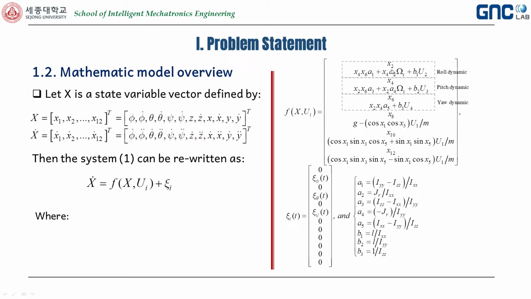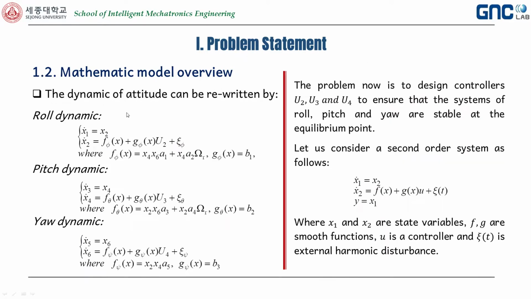So we can separately isolate the roll, pitch, and yaw dynamics. So we have the roll, pitch, and yaw dynamics formulas. The problem now is to design controllers U2, U3, and U4 to ensure that the systems of roll, pitch, and yaw are stable at the equilibrium point.